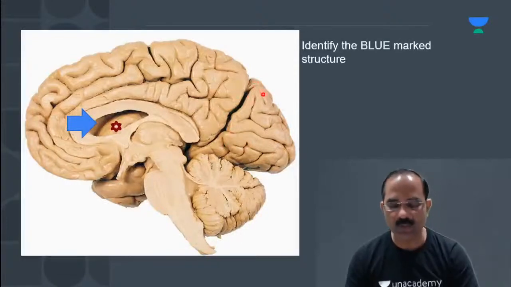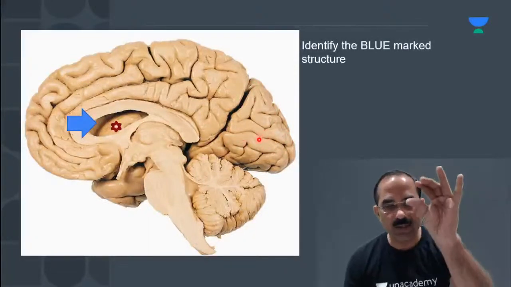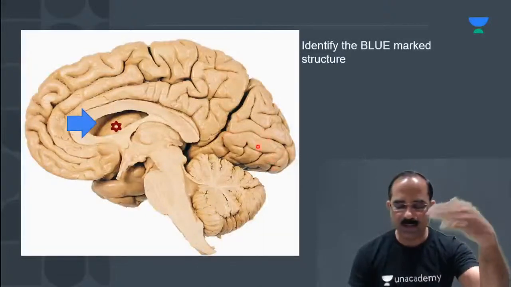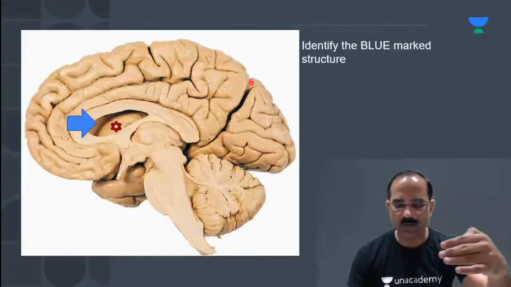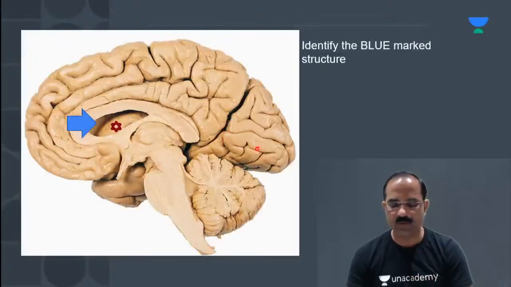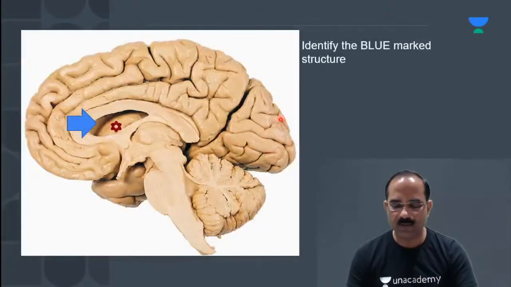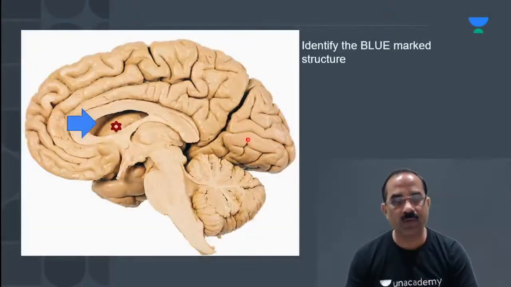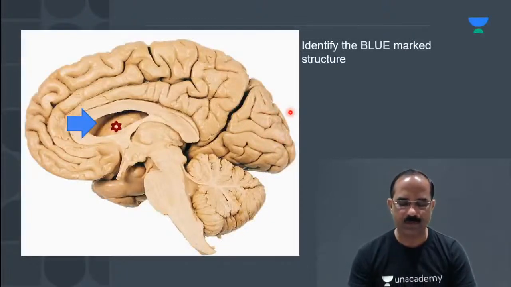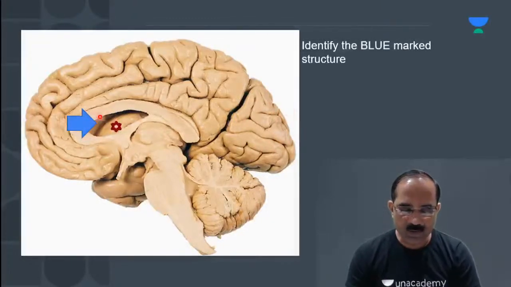This lobe is known as what? This lobe is what we call the cuneus. The calcarine sulcus is not very clearly shown here. This is the parieto-occipital. Below here will be the calcarine sulcus. This area is known as the cuneus. Fine. Perfect. Now you tell me, students, what is this sulcus?